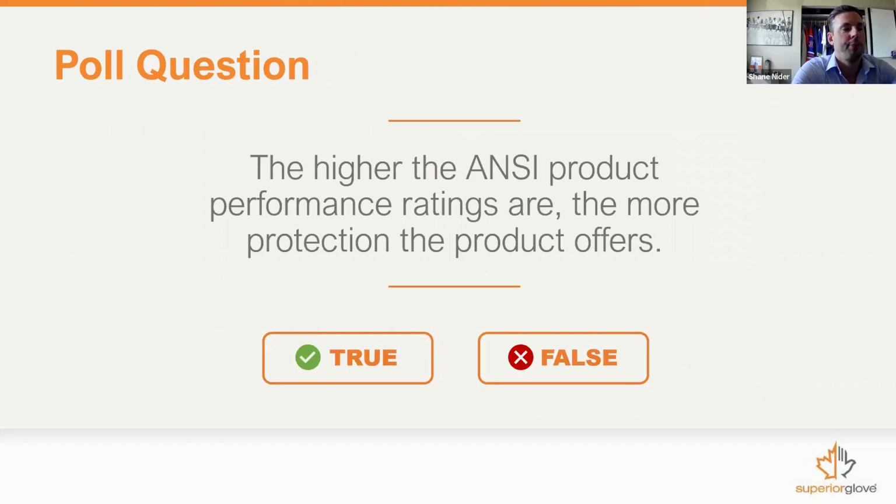And so I'm just going to throw up a quick poll question here. Alex is going to throw that on the screen. So true or false: the higher the ANSI product performance ratings are, the more protection the product offers. So in general, the higher the ANSI performance rating, the higher performance you could expect from that product. We'll just give a few moments there. Just a couple seconds here.